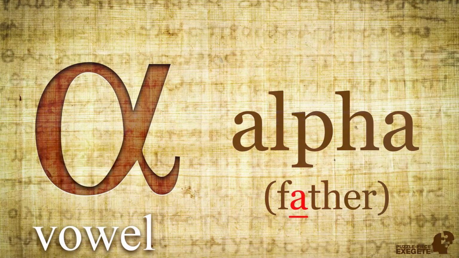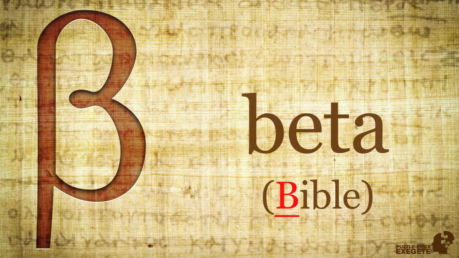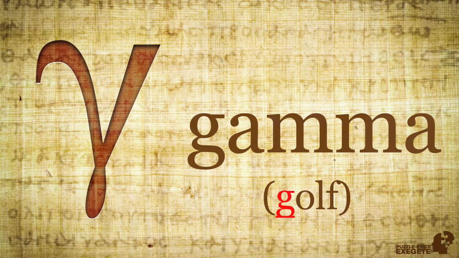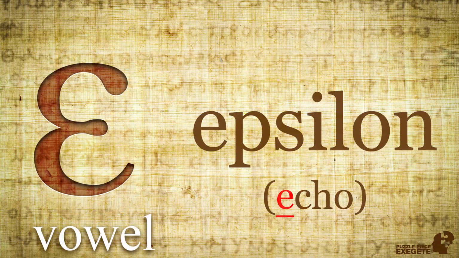The first letter is the letter alpha. It's like the A in father. The second letter is beta, like the B in Bible. The next letter is gamma, like the G in golf. The next letter is delta, like the D in dog. The next letter is epsilon, like the short E in echo.